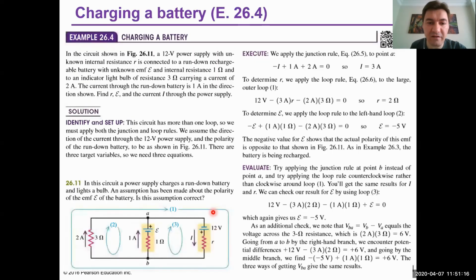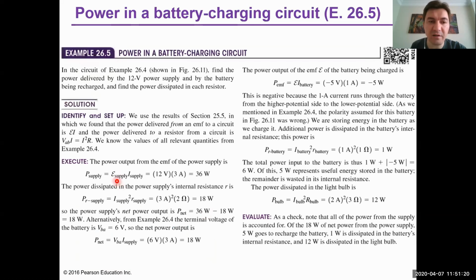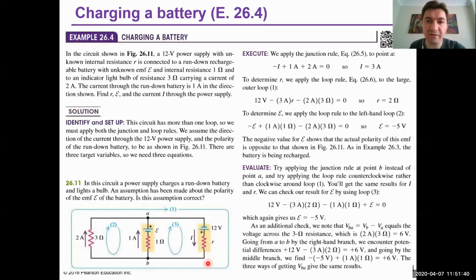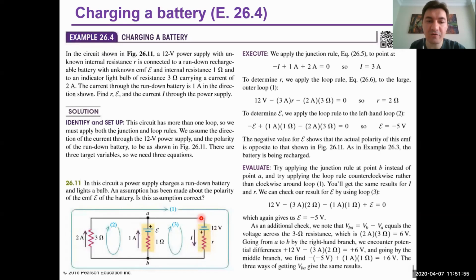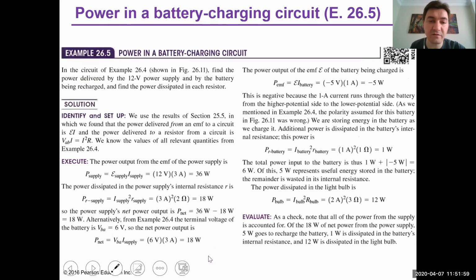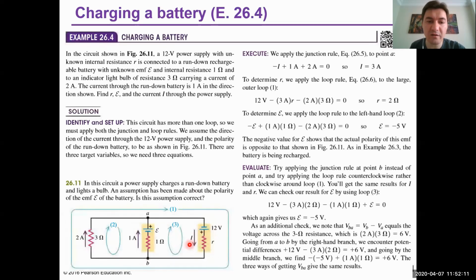The power of this EMF source can be calculated by using EMF times current. Current, we have found it in the previous example, 3 amp passing through that EMF. Then it provides 36 watt, okay? 36 watt. But here we have a resistance which has 2 ohm, and current 3 amp is passing through that resistance. So some part of the produced power will be dissipated on that resistor. So this dissipated power is 18 watt, okay? So 36 watt produced by this one and 18 watt dissipated by this one.